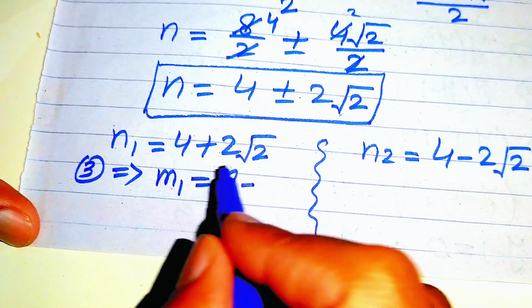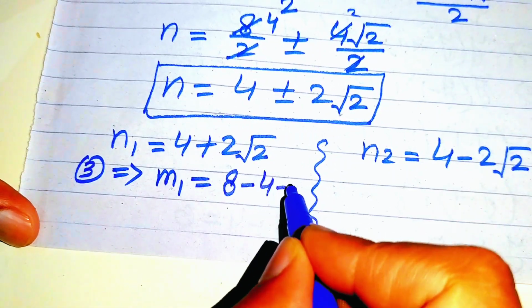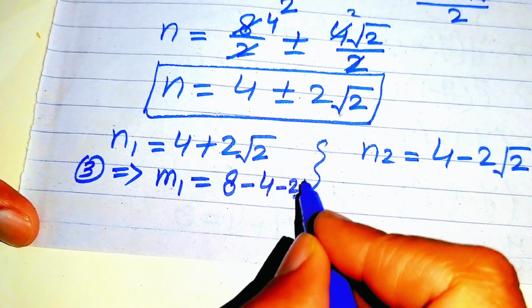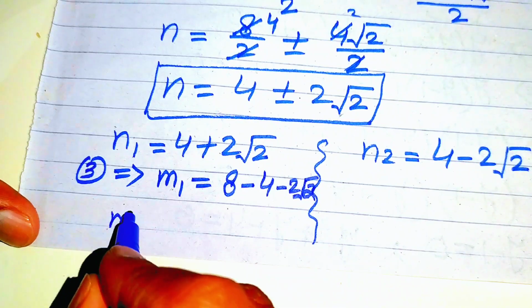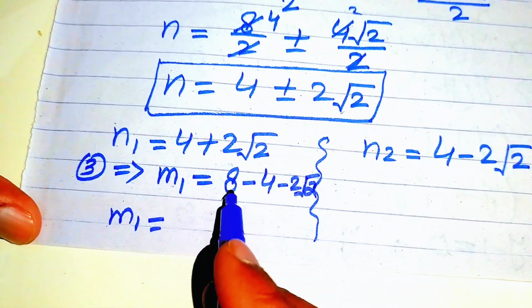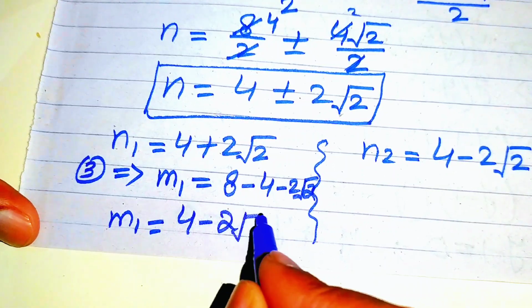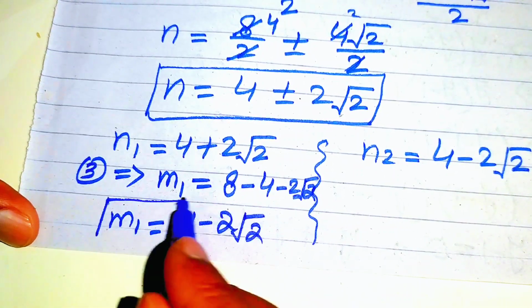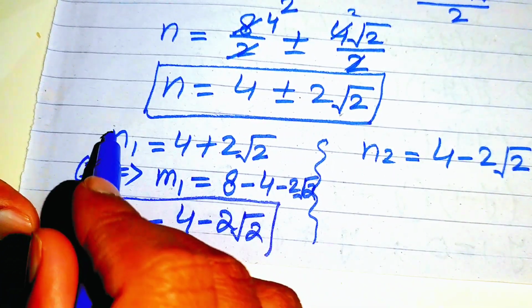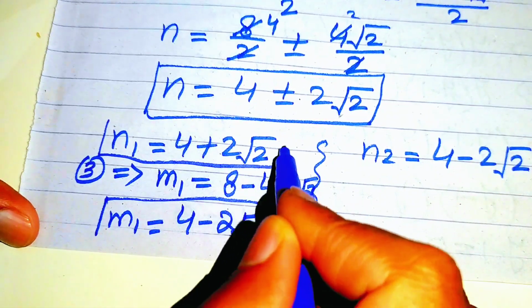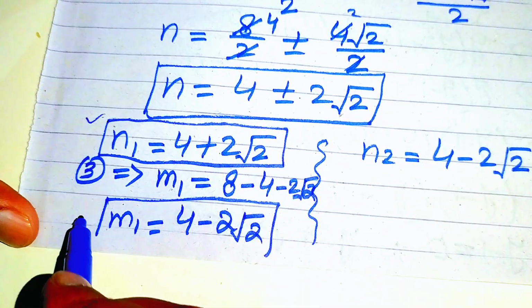So the value of n1 is 4 minus 2 times the square root of 2. So here you get the value of m1 equals 8 minus (4 minus 2 times the square root of 2). So this is the value of m1 which we find corresponding to the value of n1.